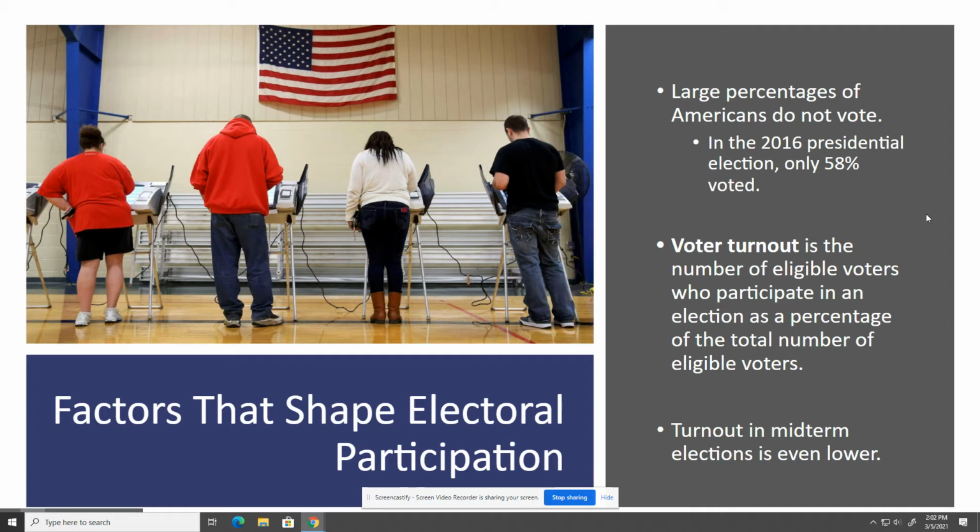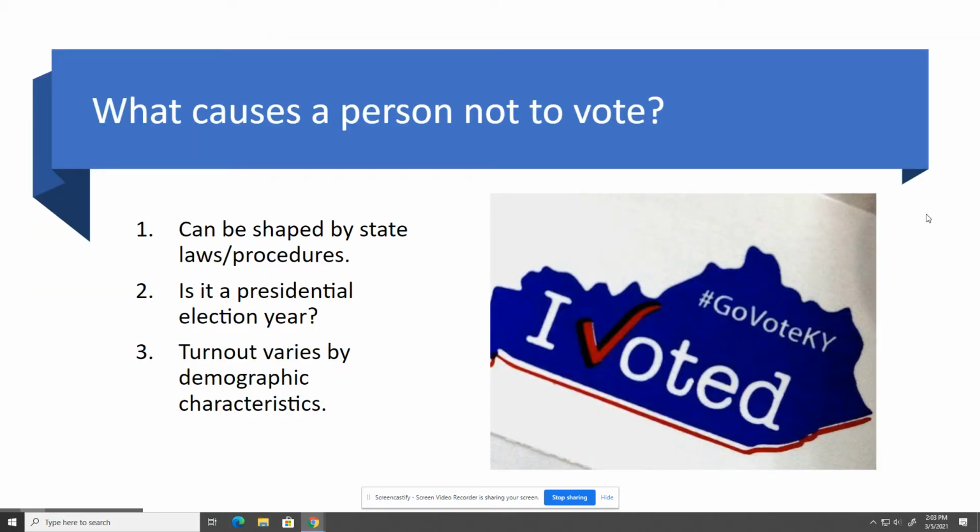Now, voter turnout is generally going to be lower in midterm elections or in primary elections than it is in a presidential election. So turnout is generally going to be the highest for a presidential election. So what causes a person not to vote? Sometimes it's actually shaped by state laws or election procedures. Again, a presidential election is going to have higher turnout than other types of elections. And then turnout can also vary by demographic characteristics. We're going to get into some of the different demographic characteristics and how those characteristics can affect voter turnout.